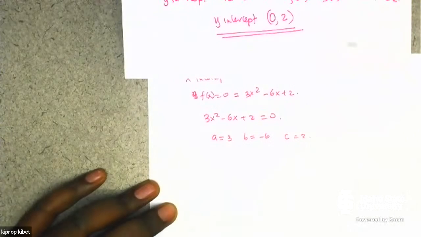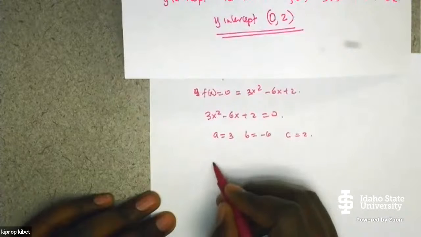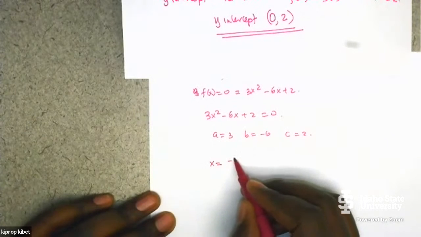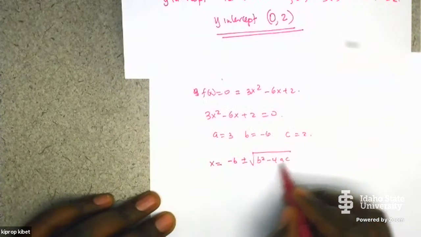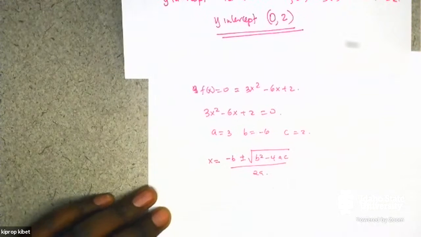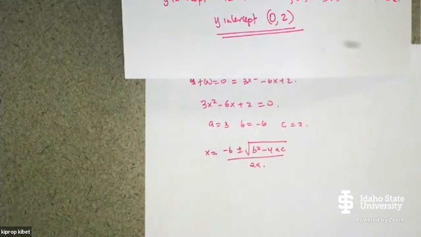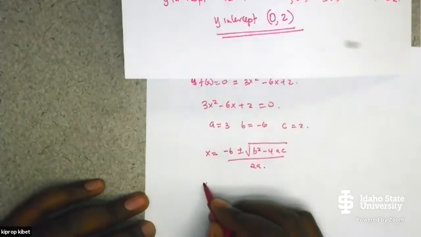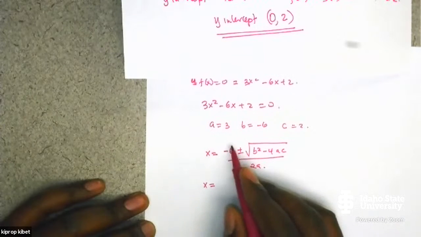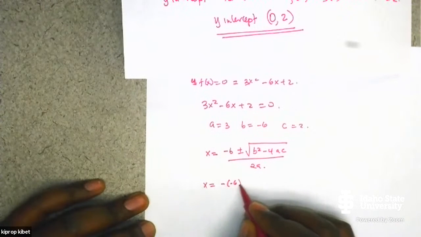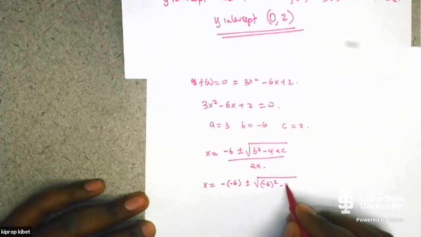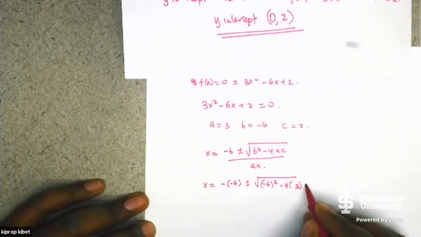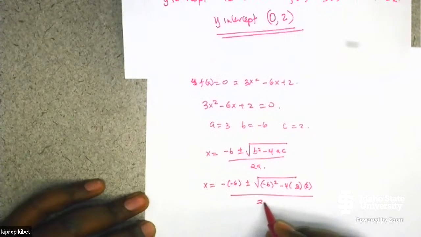C equals 2. So let's look for the values of x equals minus B plus or minus the square root of B squared minus 4AC, over 2A. So our x equals minus B, which is minus 6, plus or minus the square root of minus 6 squared minus 4, our A is 3, our C is 2, all over 2 times 3.